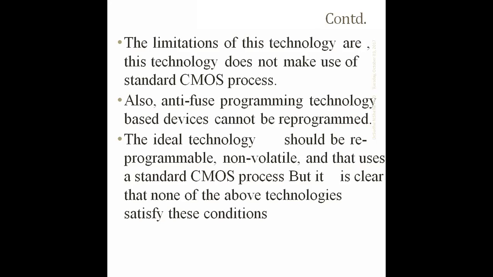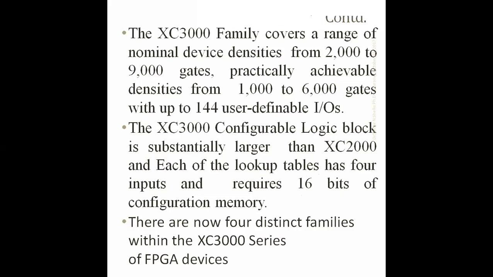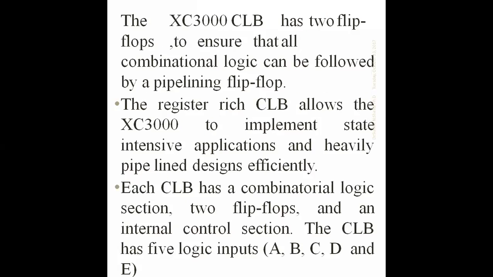In the SRAM-based case, it is volatile in nature, but it uses CMOS. In flash type, it is non-volatile, but it does not use standard CMOS. In the antifuse, it is non-volatile and permanent, but it is not a standard CMOS process. These are the three basic processes and a comparison of one technology to the other. There are a number of things, but I am not going into detail on these.